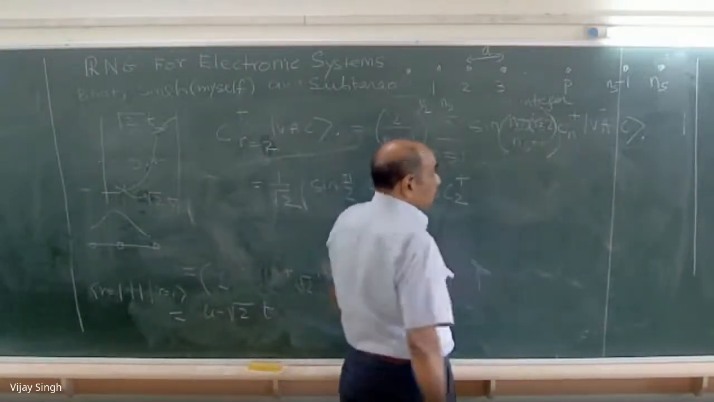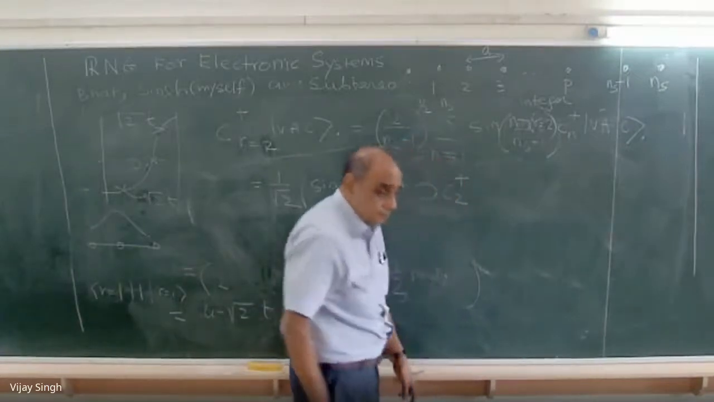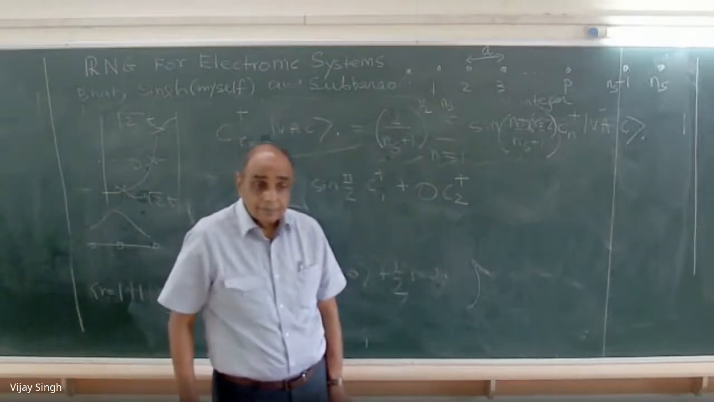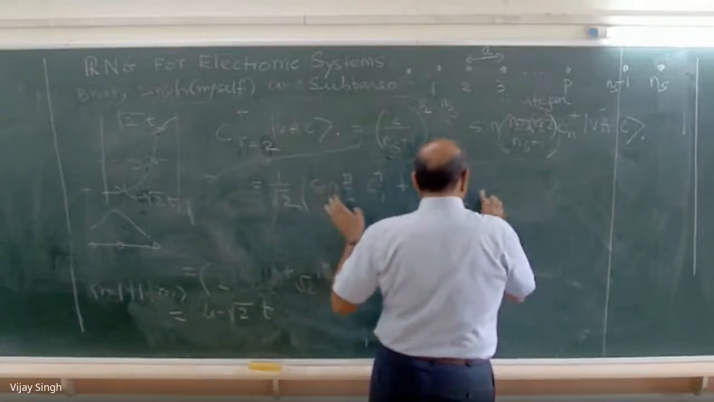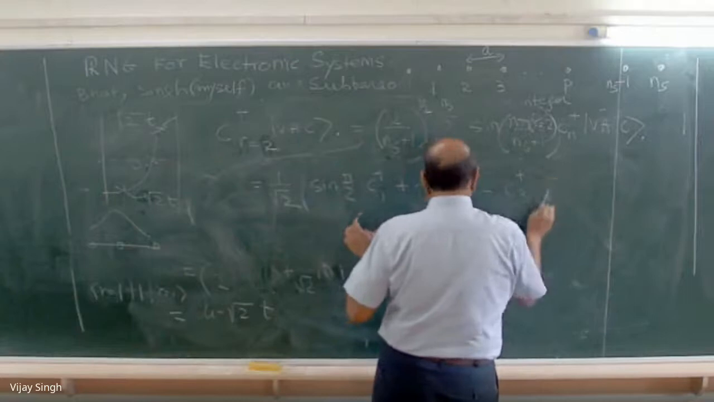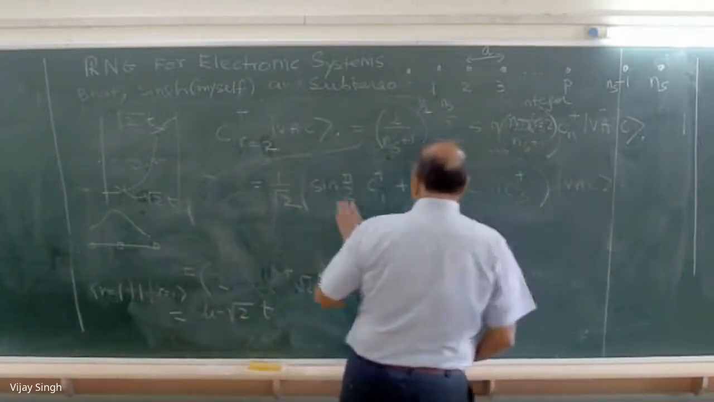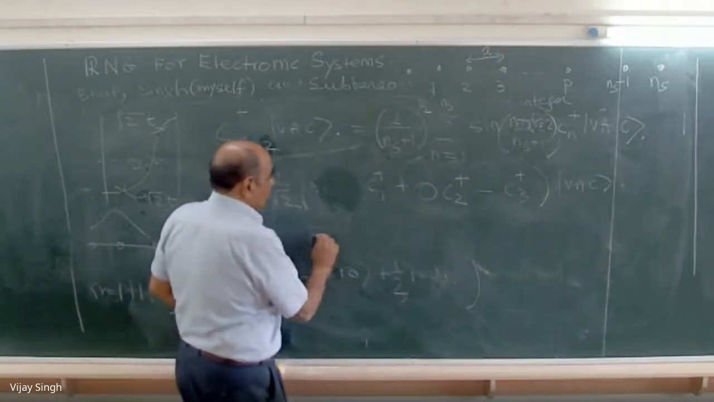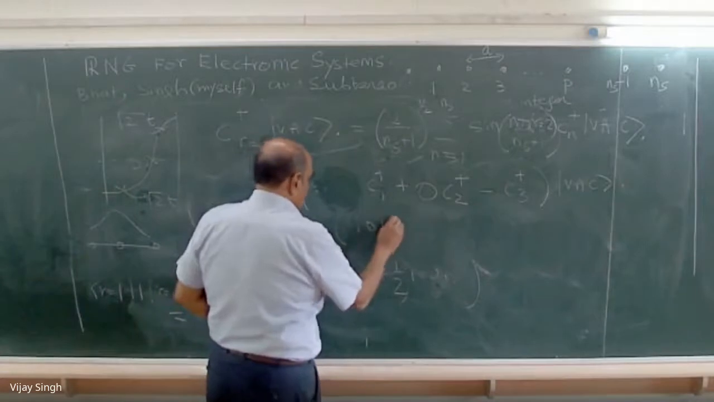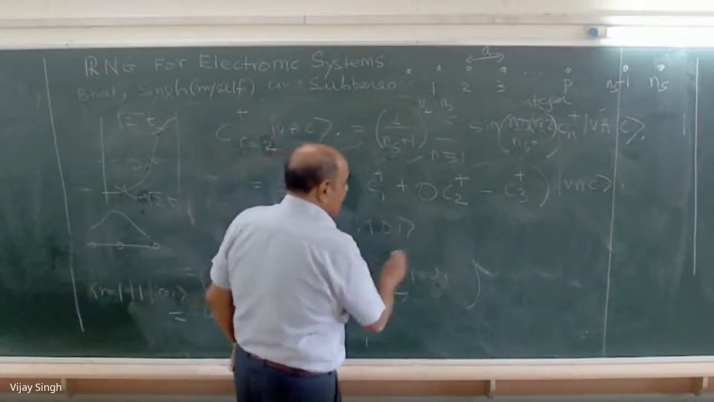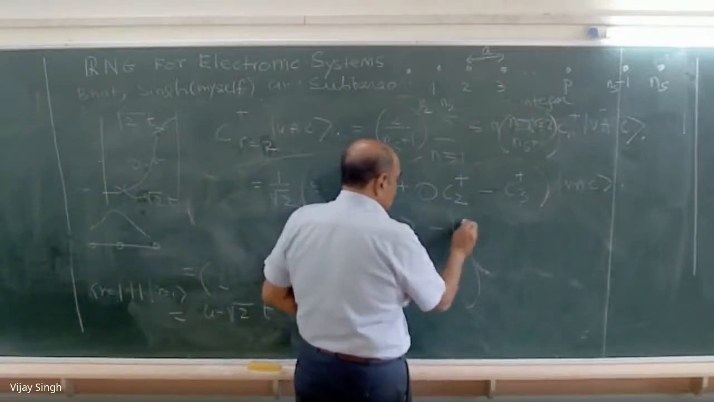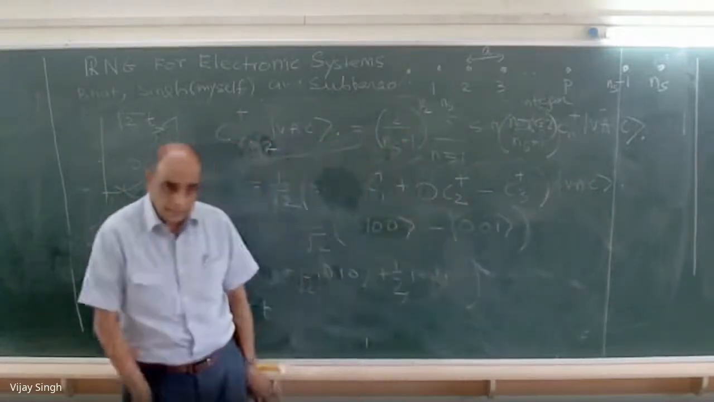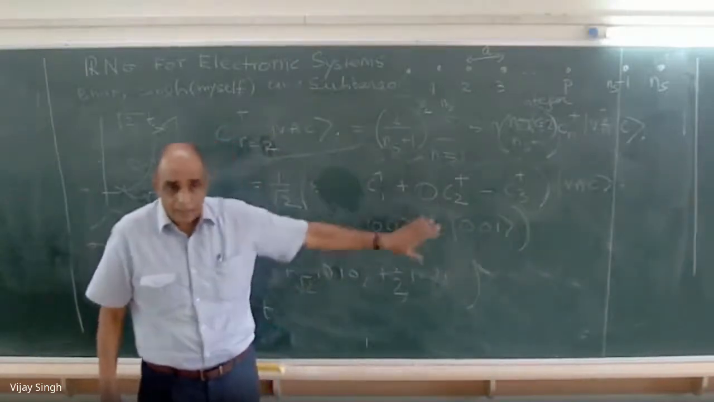Plus, now what about the third term? Minus 1. Sine pi by 2, so minus into that, into this, right, correct? And this of course is 1. So what you basically get is 1 by root 2 times (1, 0, 1) minus (1, 0, 0) minus (0, 0, 1). That clear? Okay, the algebra is giving this.